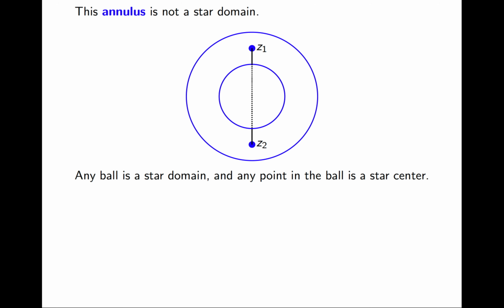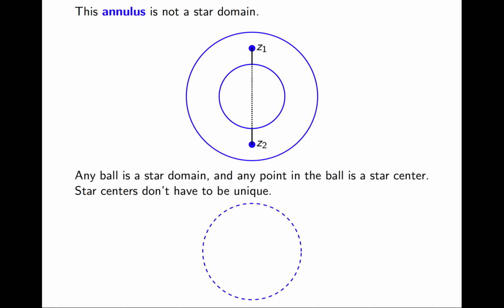Any ball, however, is a star domain, and moreover, any point in the ball is a star center. So star centers don't have to be unique. You just need at least one of them. And here's a ball, here's a point z0, here's another point z. I can always draw a line segment from z0 to z. Here's a point w, can always draw a line segment from z0 to w. So z0 can certainly be the star center of the ball, and it looks here like z0 is in fact the center of the ball. But w, I claim, could also be a star center. Here's a line segment from w to z, and a line segment from w to z0.